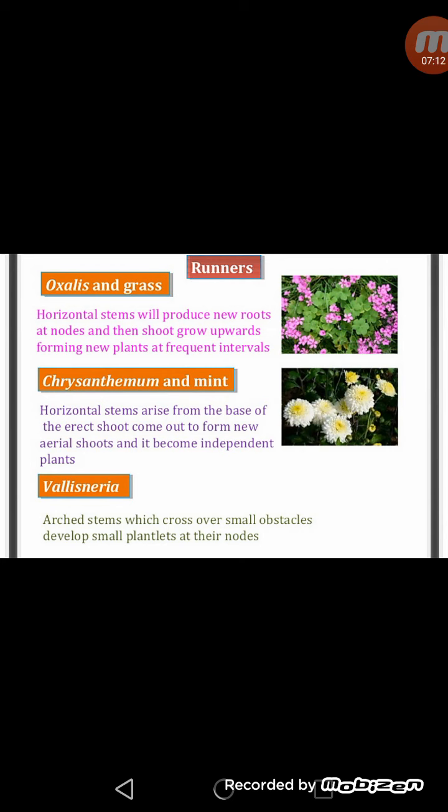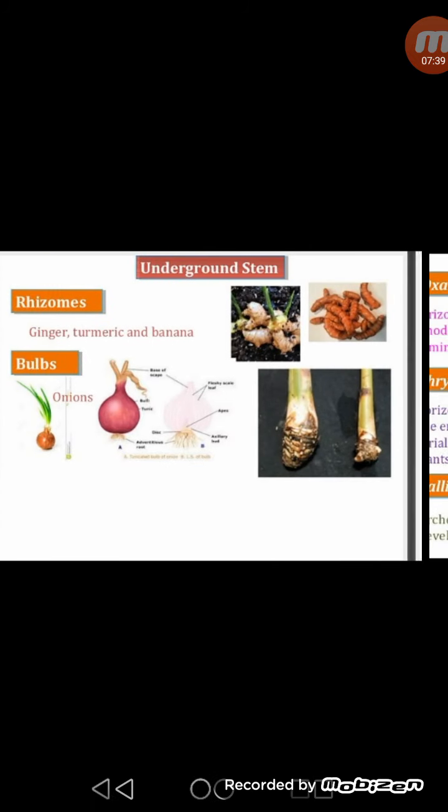In the same way, in case of vallisneria, an arched stem grows over a small obstacle, meaning after bending the stem makes new plants, and in this way a new plant is formed from the stem part of the old plant. So all these are runners, meaning they run along the ground, and these are present above the ground level, and in this way a new plant is formed from the old stem part.